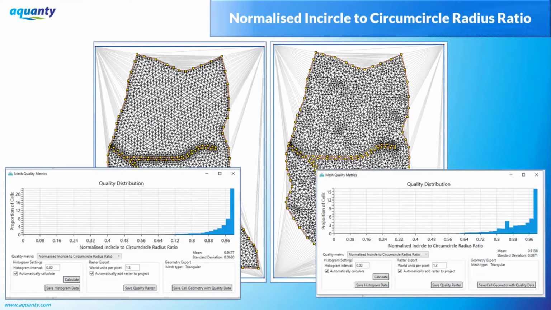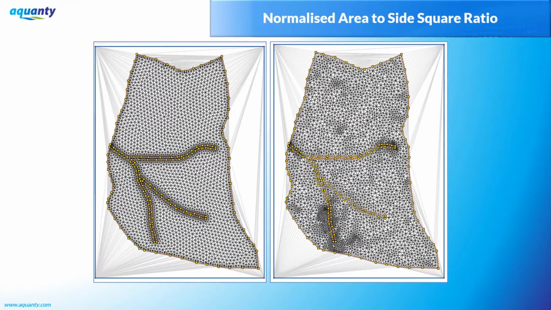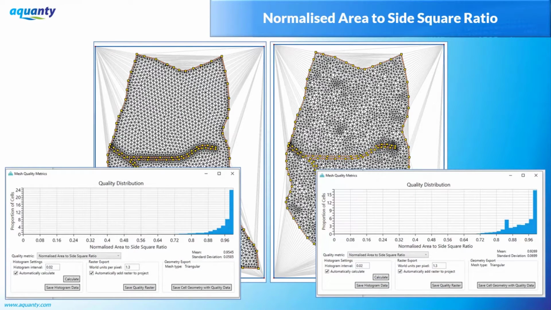The final two quality metrics are both quite similar. These are the normalized in-circle to circumcircle radius and the normalized area to side square ratio. Both of these are also based on the Delaunay triangulation. The in-circle radius to circumcircle radius is a ratio of these two radii normalized to fall within 0 to 1. And the area to side square ratio is the ratio of the sum of the square of the sides compared to the area of the cell. For both of these ratios, values closer to 1 indicate elements that are more regular and less elongated.